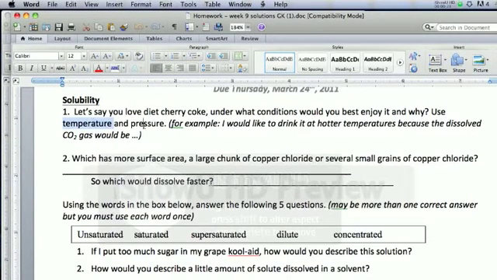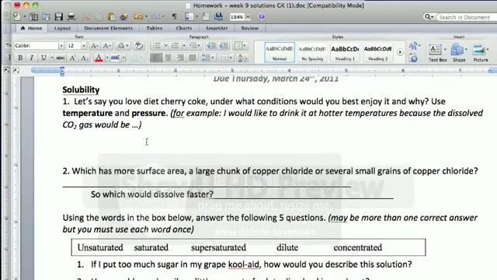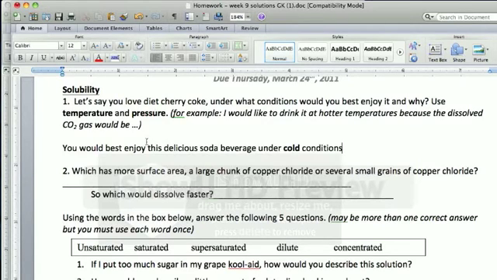Use temperature and pressure. So it's really critical on this test that you guys are going to know what the best conditions for the solubility of a gas are. And those conditions are, like any good Coke, you want it to be cold, so you would best enjoy this delicious soda beverage under cold conditions, because remember that the solubility of a gas goes up as temperature goes down.